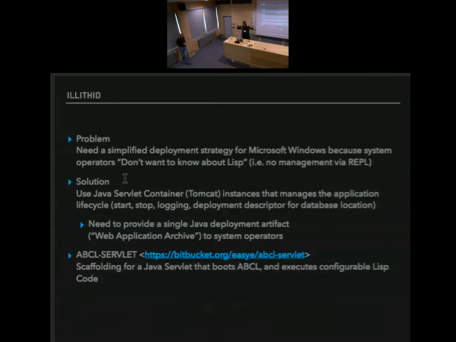So what were the problems deploying? The basic case is that the operators didn't want to know anything about Lisp. They had to be able to start and stop, manage the systems, and maybe change configuration of deployment descriptors at the time. So the solution we came up with was to use a Java servlet container and get ABCL packaged in a single binary artifact that they can just deploy like any other application they had. To do this, there's a piece of open source code called ABCL servlet, a scaffolding for a Java servlet that brings up the Java runtime as part of the initialization process in the servlet container.